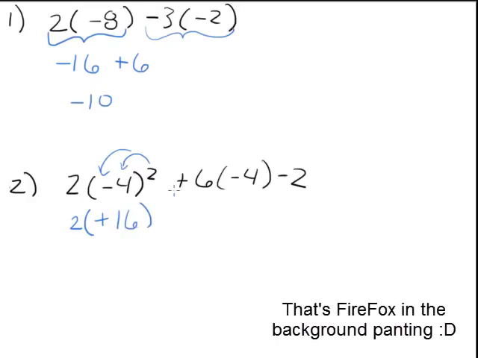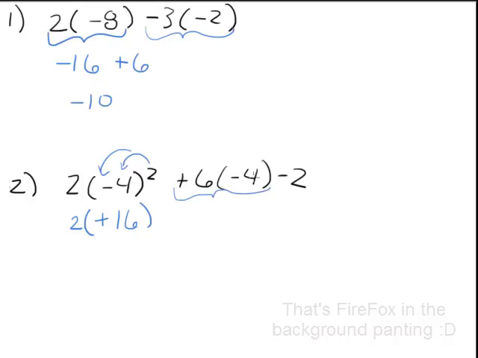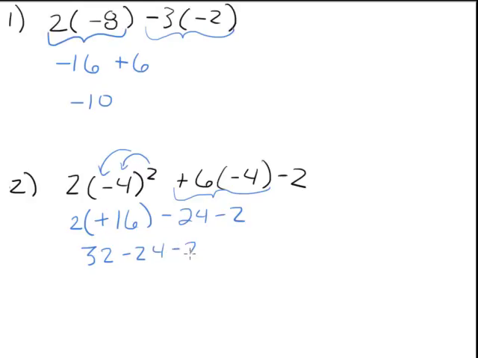Then we have this multiplication that we could do. So 6 times negative 4, a positive and a negative will give me a negative. 6 times 4 is 24. And now let's do this multiplication. 2 times 16 is 32. And write everything else down. And then left to right, 32 minus 24 is 8. And 8 minus 2 is 6.